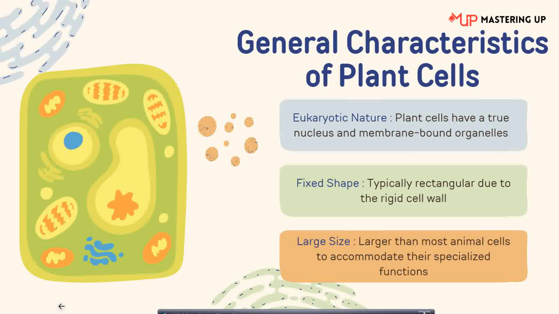Okay, now next, large size, larger than most animal cells, to accommodate their specialized functions. Plants have many specialized functions. Plants perform many things in their internal structure. They do many physiological activities. To carry on those specialized functions, they need specialized organs. So to accommodate all those specialized organs, they need a larger size. So this plant cell is larger than most of the animal cells.